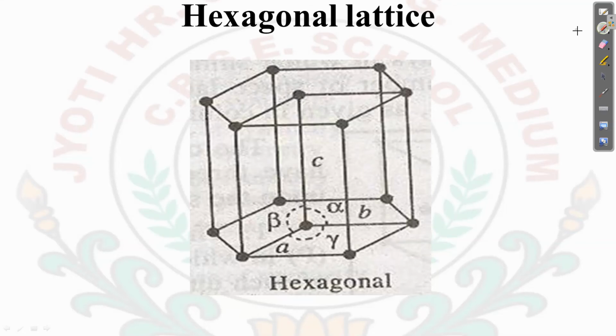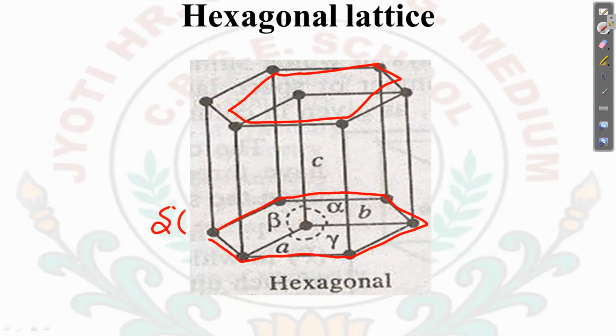Next is the hexagonal lattice. Here a hexagon is formed like this: 1, 2, 3, 4, 5, 6. This is the hexagon. Like this, below also a hexagonal lattice is formed. Here also you can see only a single simple cell is formed. No other type of lattice can be seen here.